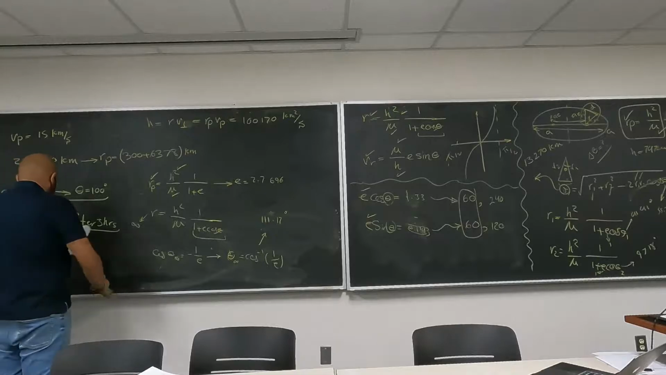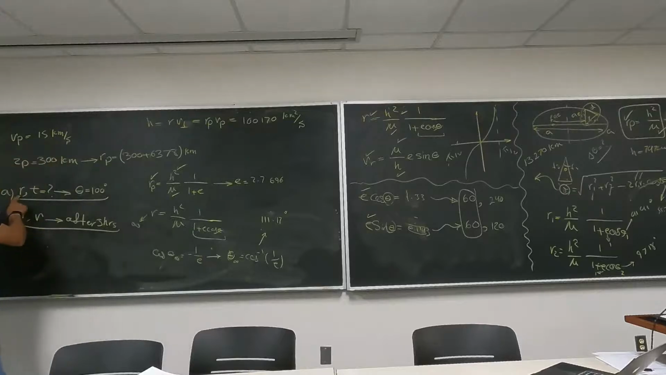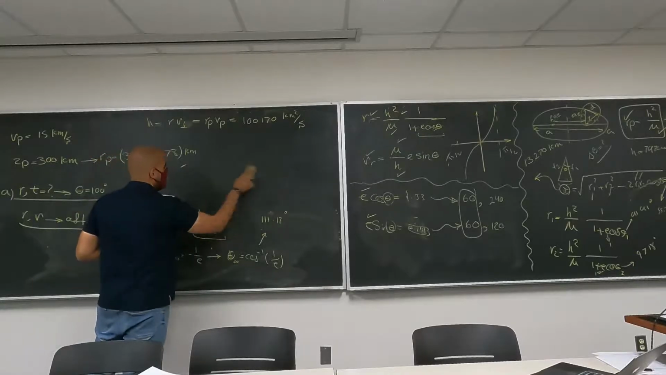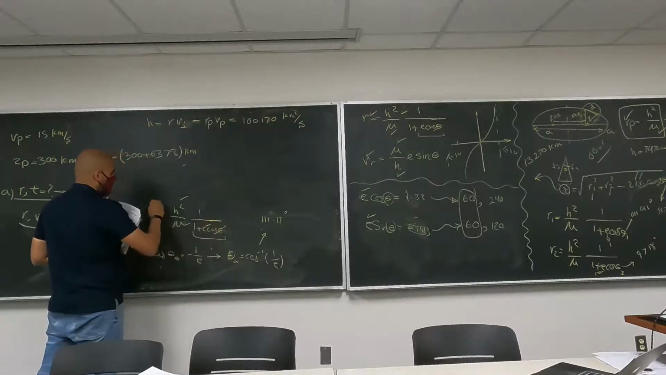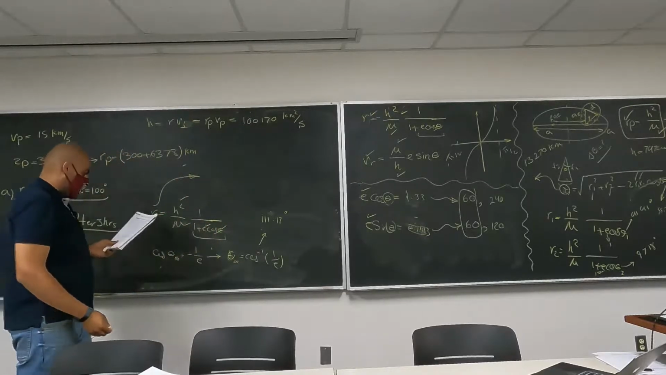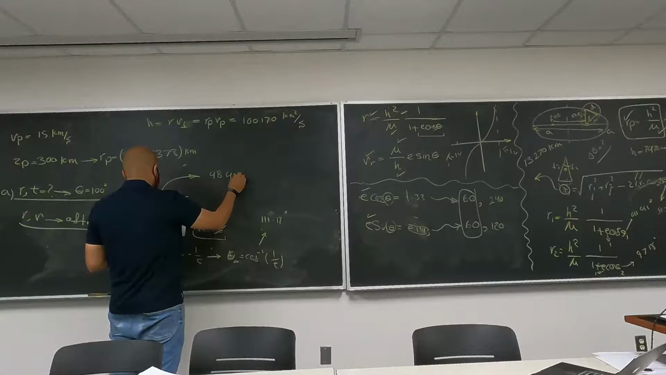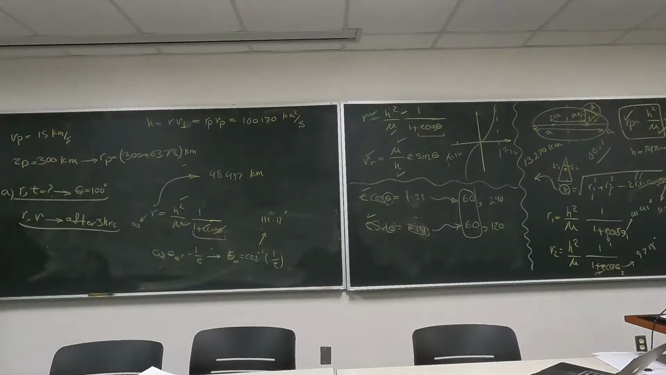And we want to find the radius at this true anomaly. How can we find the radius at this true anomaly? We have the orbit equation, h, mu, theta, e. We can find the radius to be 48,497 kilometers. Okay, what is the next step here?